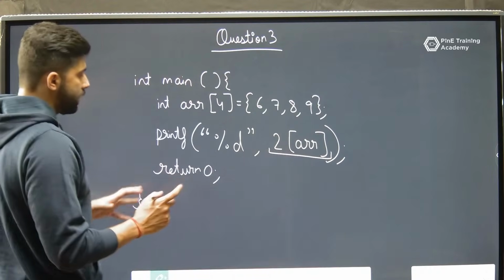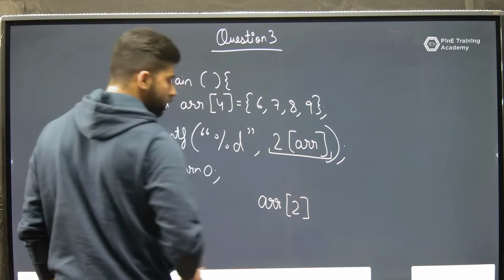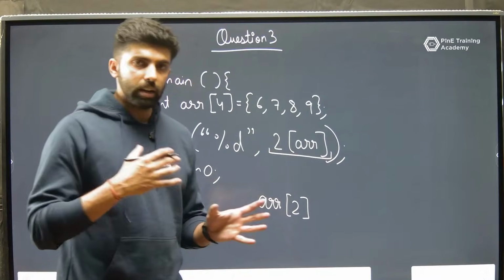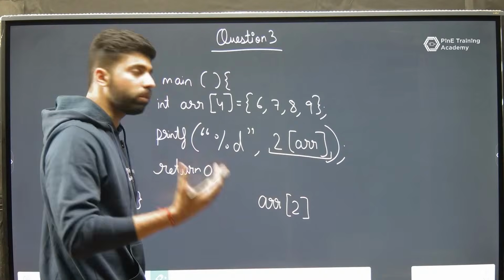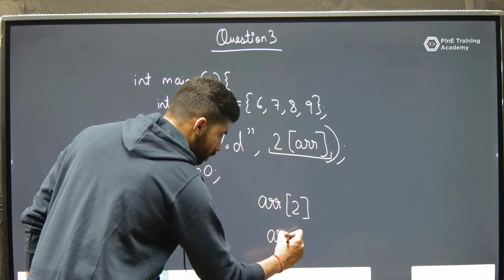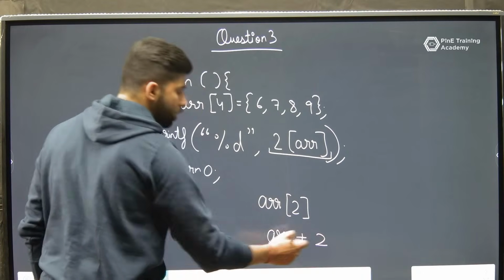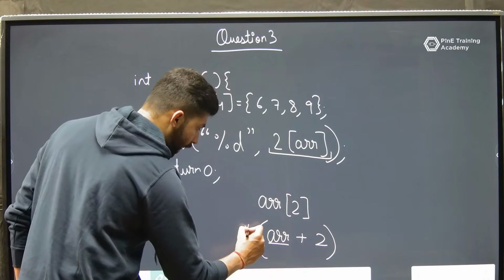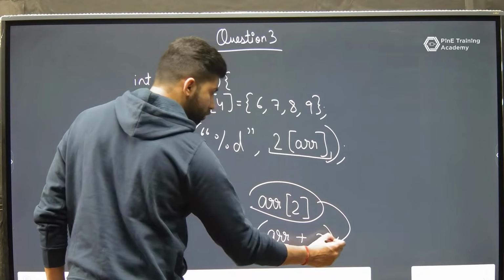Why? Let's see. When we write this, what the compiler does in the background is that it converts this in terms of pointers. That means it says that we need to go 0th index plus 2 jumps, and we need to find the value. So this particular thing translates to this thing.